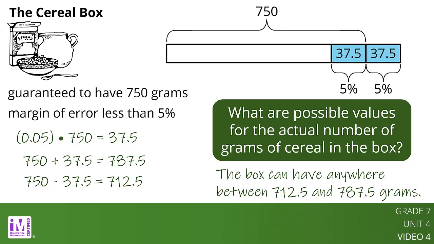The box should not have 700 grams or 800 grams, because both of those are more than 37.5 grams away from 750 grams.